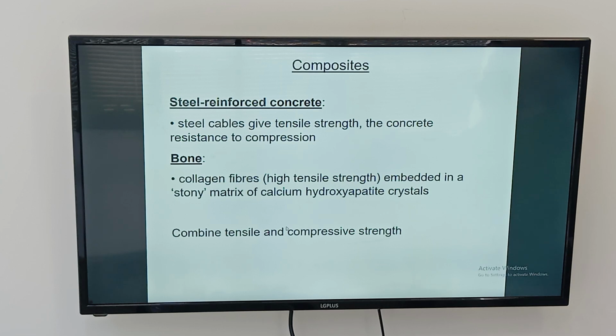Composites. We have types of composites that we're going to take one by one and learn. Steel reinforced concrete: steel cables give tensile strength, and the concrete gives resistance to compression. Bones: collagen fibers, which have high tensile strength, are embedded in a stony matrix of calcium hydroxyapatite crystals. Okay? They combine tensile and compressive strength.